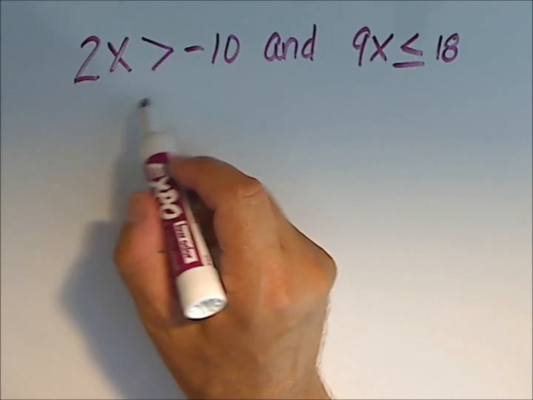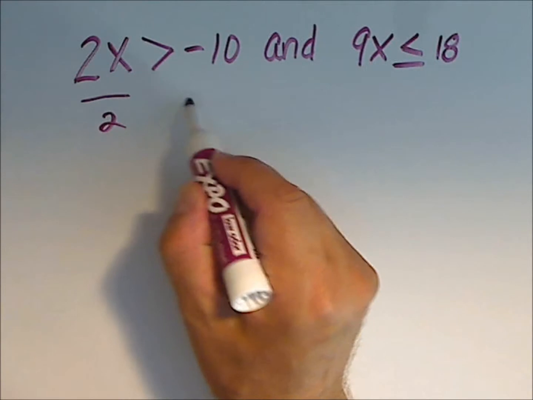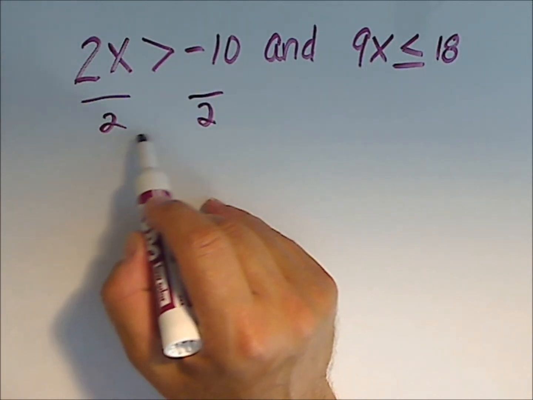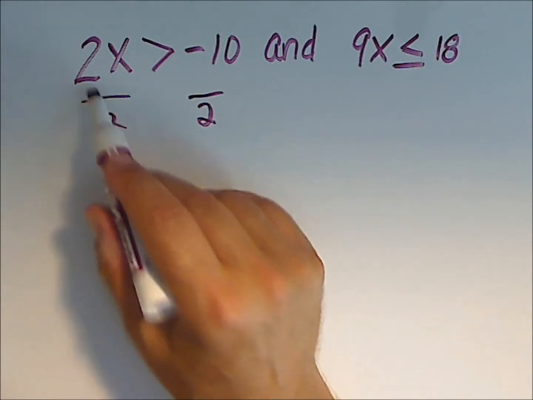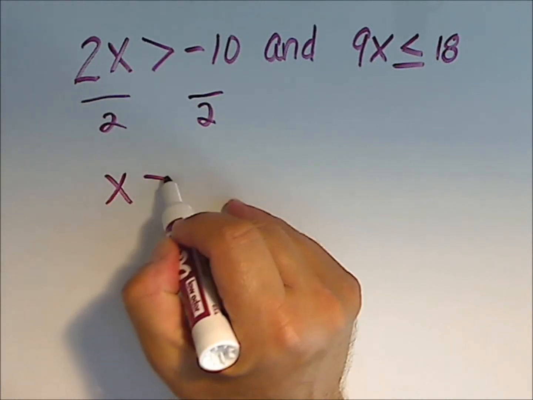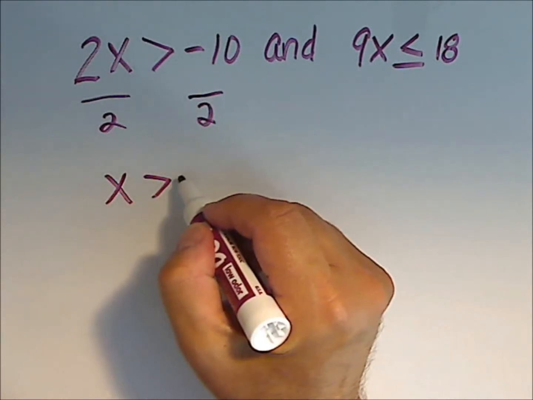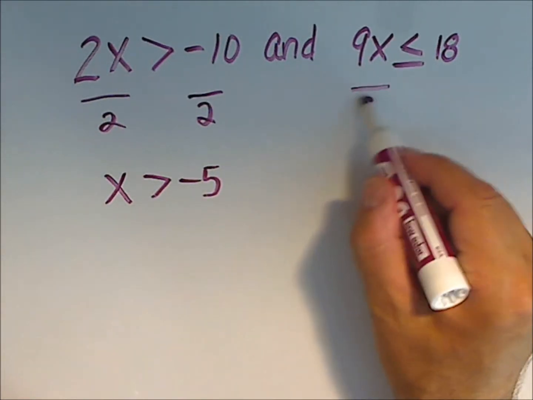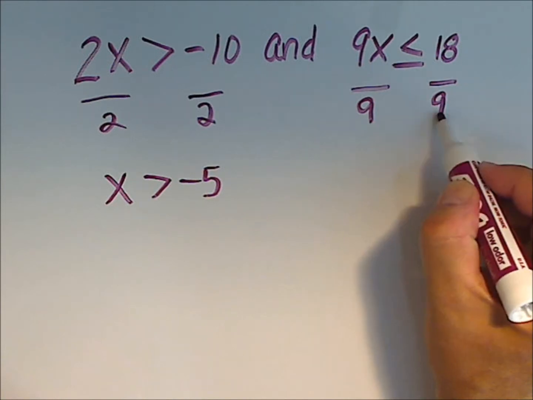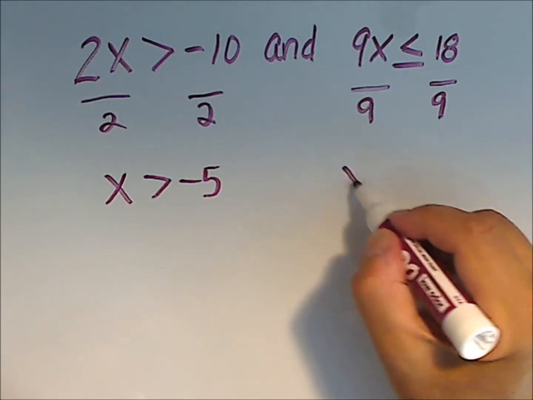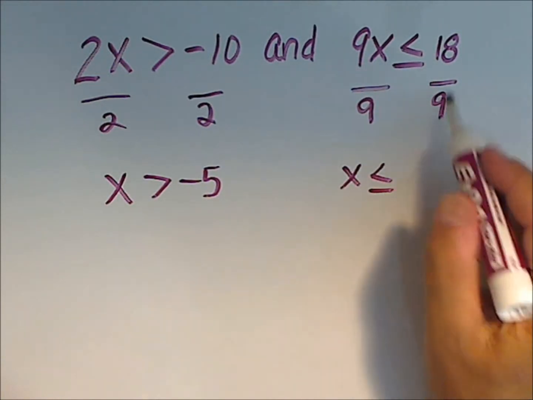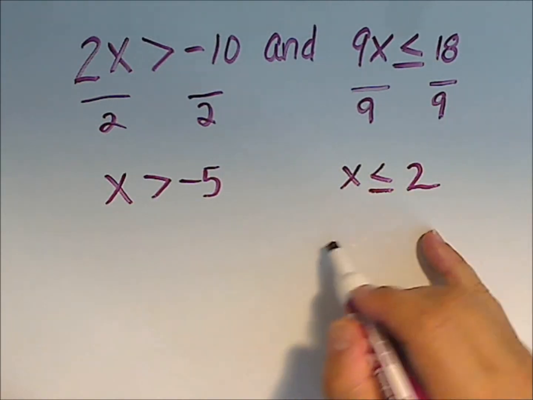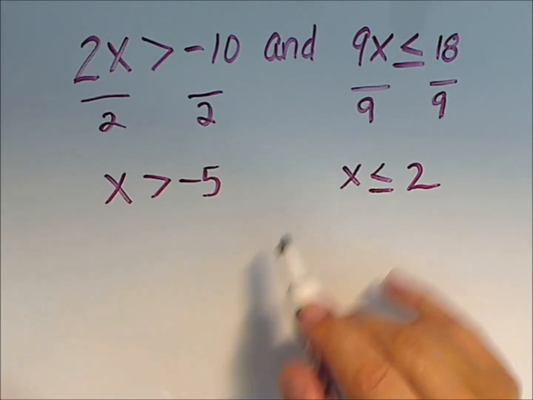First, on the left, I divide both sides by 2. I don't need to flip the inequality sign because I didn't multiply or divide by a negative. 2 goes into 2 once, so I have x. And negative 10 divided by 2 is negative 5. On this side, I divide both sides by 9. And 9 divided by 9 is x, and that would be less than or equal to, and 18 divided by 9 is 2. Now I can graph them.